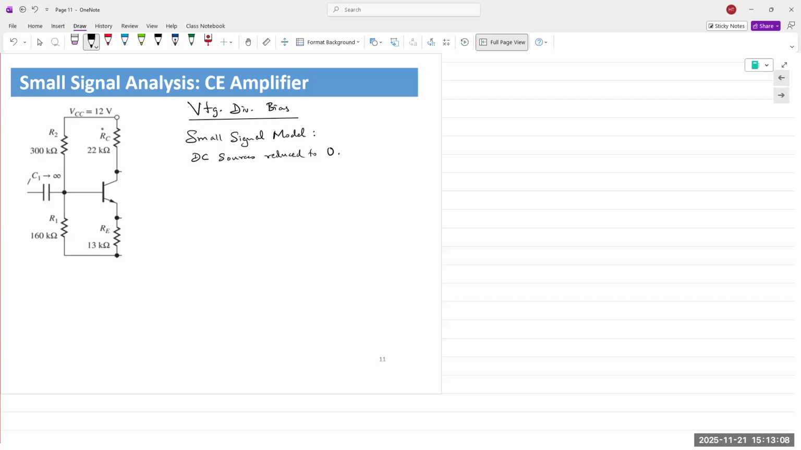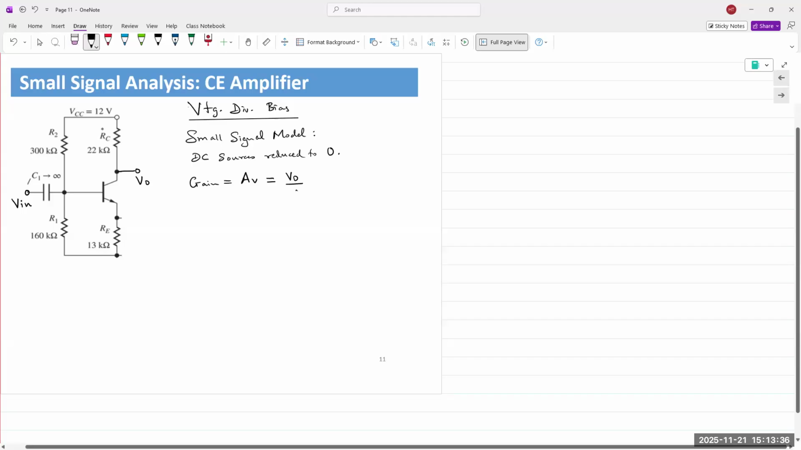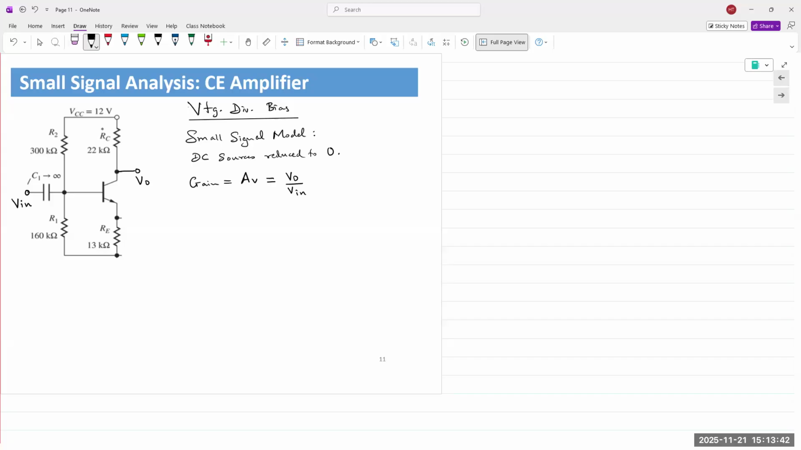So VCC at 12 volts is connected straight to ground. Output is taken at the collector, so this is VO. Input is given at the capacitor C1, so this is V in. Gain is denoted by A. Voltage gain AV is VO over V in. Also, in terms of impedance, it means output impedance over the input impedance.